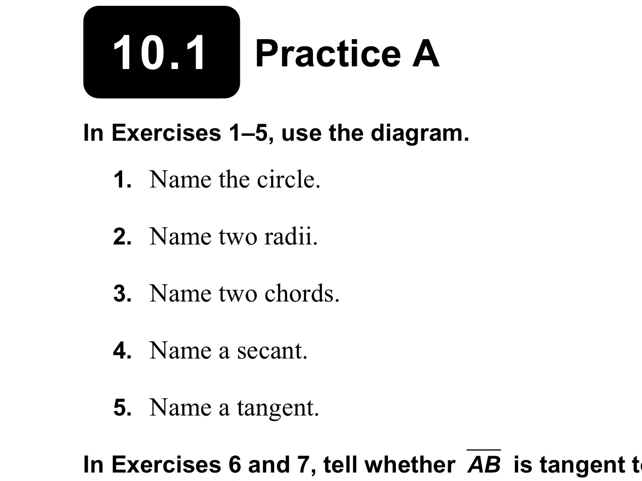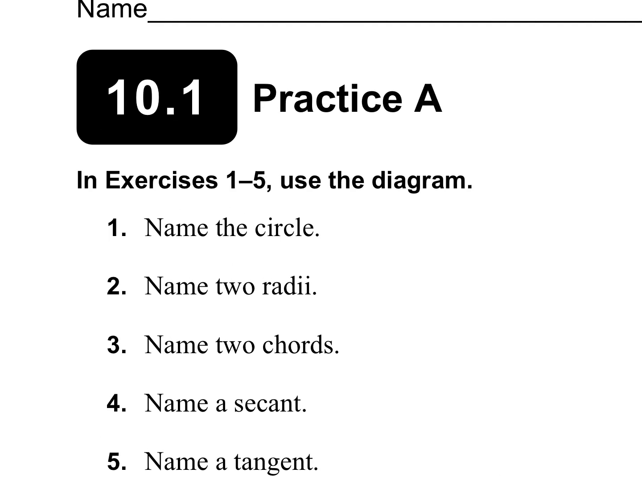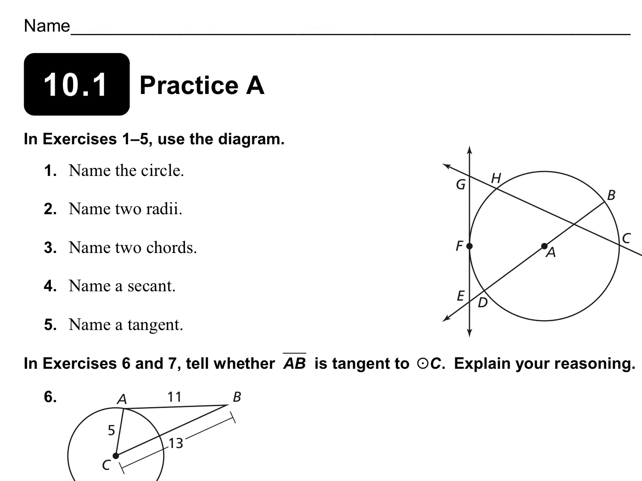All right. So looking at 10.1, naming a circle. Please make sure you're writing the correct answers because some of you, I know, got the first one wrong. You are not just writing circle A. Do not just write out the word circle. It should be written as a circle symbol with a dot A.